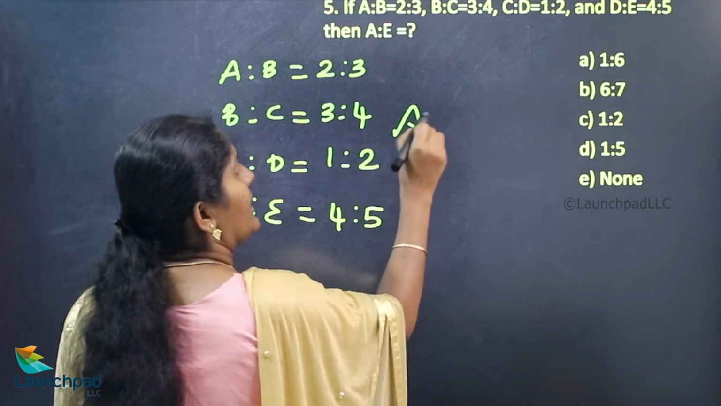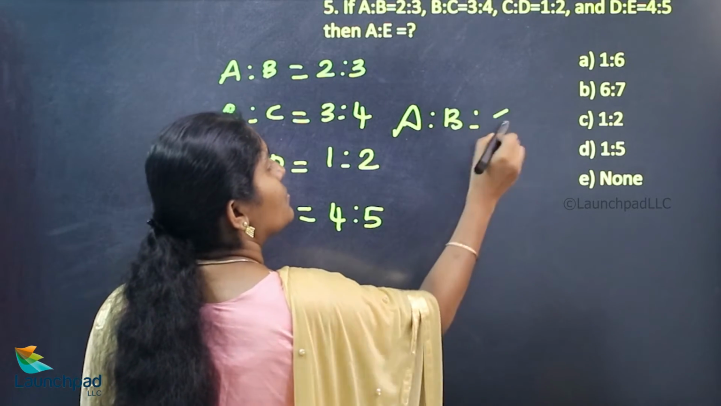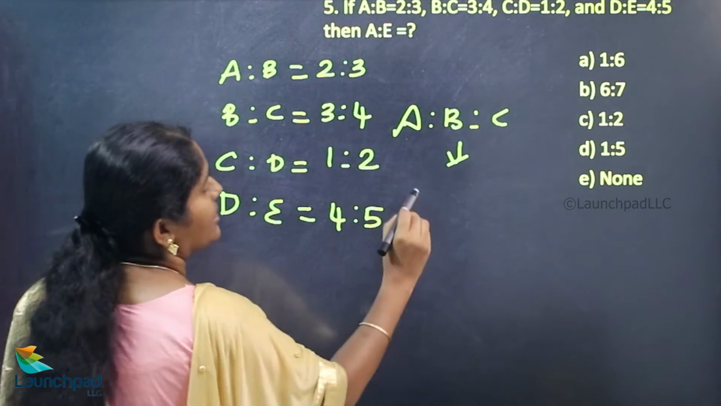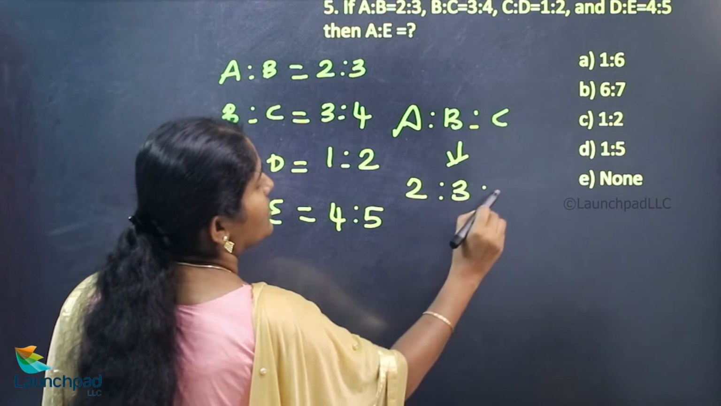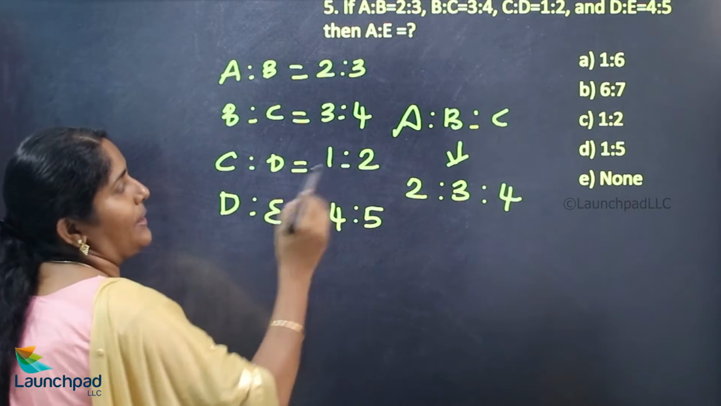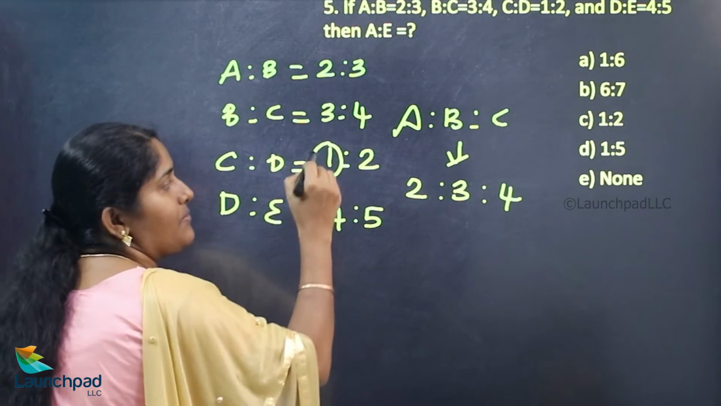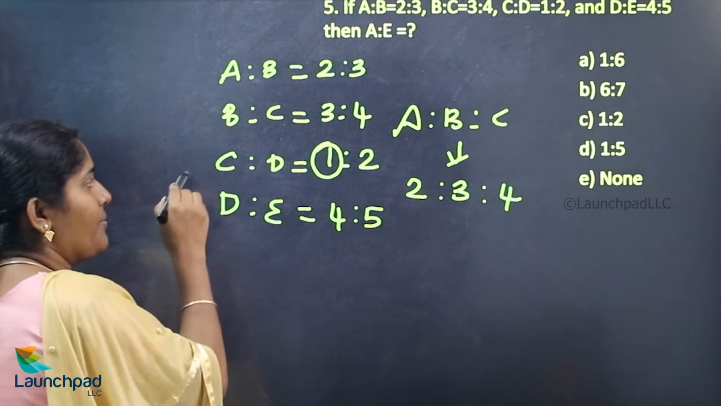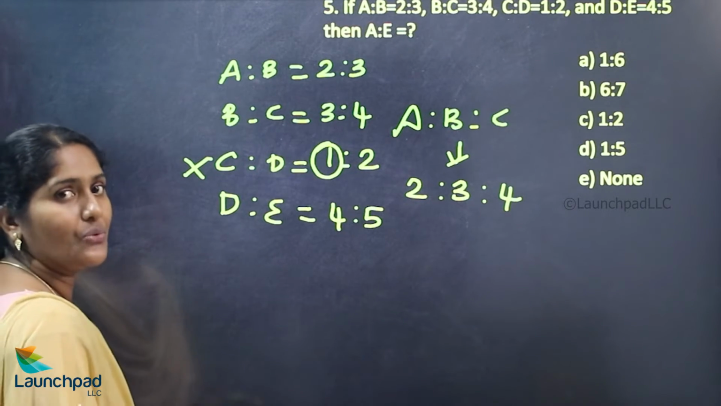I am able to connect A is to B is to C. So what is your A term here? 2 is to 3 is to 4. Now I want to connect the D term. So if the C is changed to 4, it is easy to connect with D.